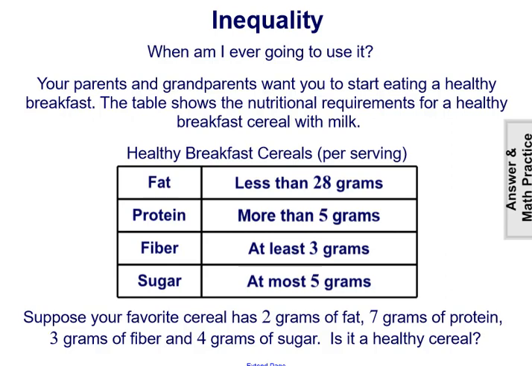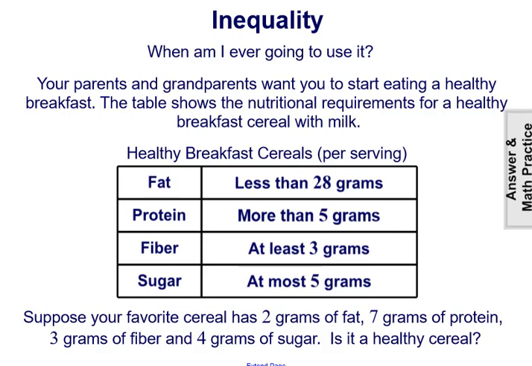When are you ever going to use this? Where will we see inequalities in real life? One example is looking at certain parts of a breakfast cereal. Your parents and grandparents want you to start eating a healthy breakfast. The table below shows the nutritional requirements for a healthy breakfast cereal with milk. Fat has to be less than 28 grams, protein has to be more than 5 grams, fiber has to be at least 3 grams, and sugar has to be at most 5 grams.